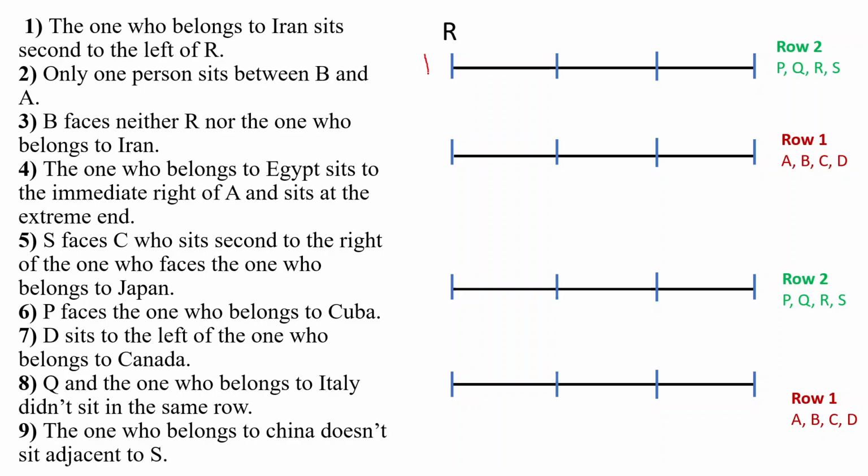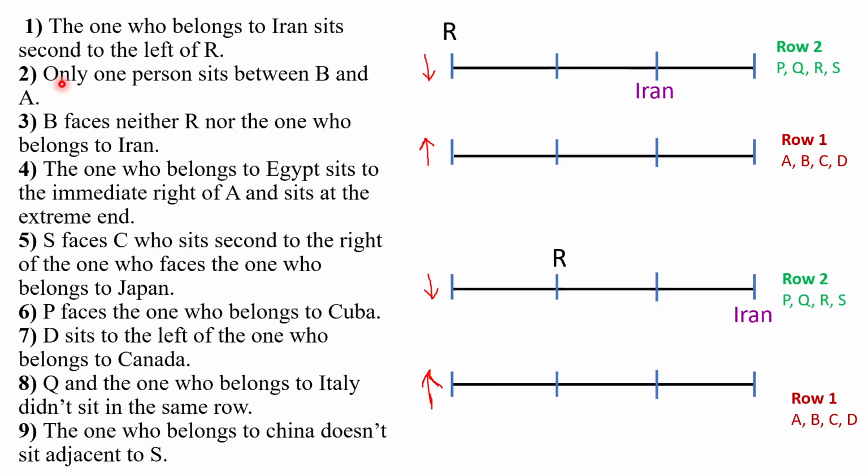See, the people sitting in row 2 are facing the south direction, and the people sitting in row 1 are facing the north direction. Let me draw these arrows in both the cases so that it is easy for you to understand. Okay, so the left of R will be this side, and second to the left of R means this place. So the person who belongs to Iran will be sitting at this place in case number 1. Now in case number 2, let's suppose R is sitting here at this position, and second to the left of R means this position. So Iran will be placed here at the extreme end in case number 2.